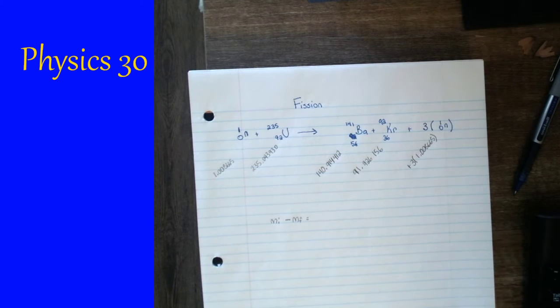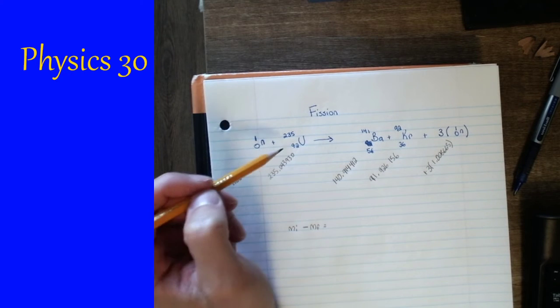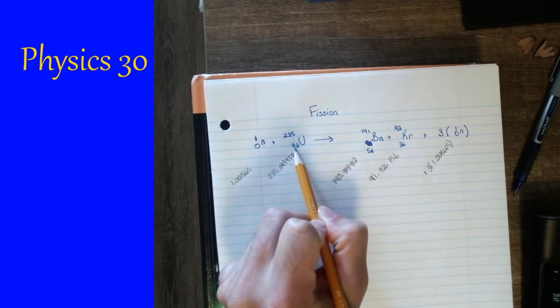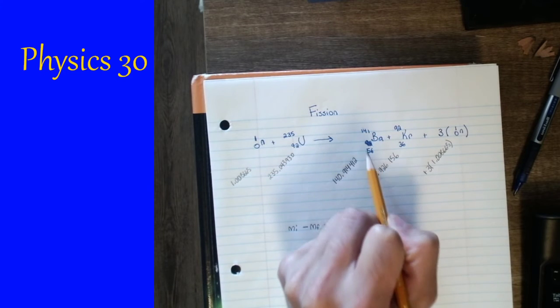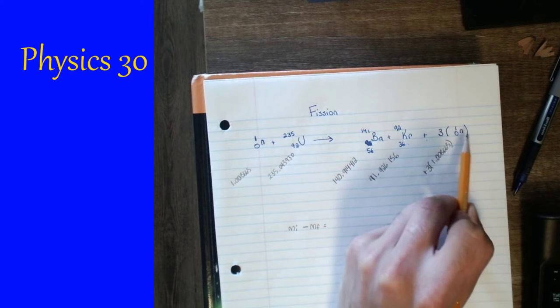Hi everyone. In this video we're going to look at nuclear fission and examine some of the properties of the energy released by fission. We also will be looking at nuclear fusion. So to begin, I've highlighted one of the more common nuclear fission reactions: uranium-235 plus a neutron will yield barium-141 and krypton-92 plus 3 additional neutrons.